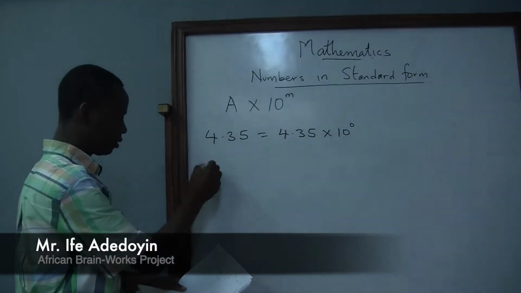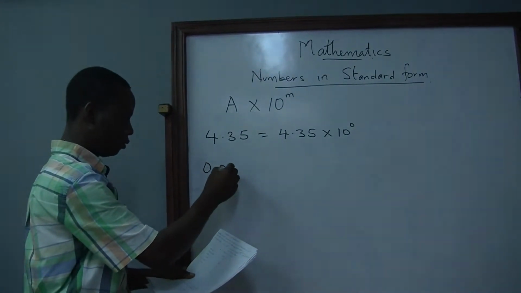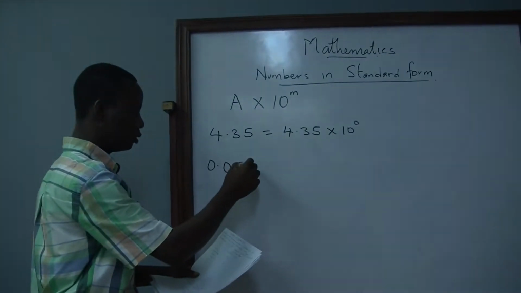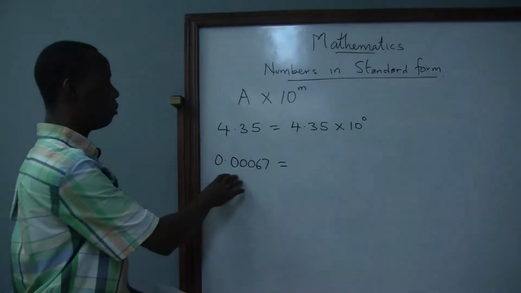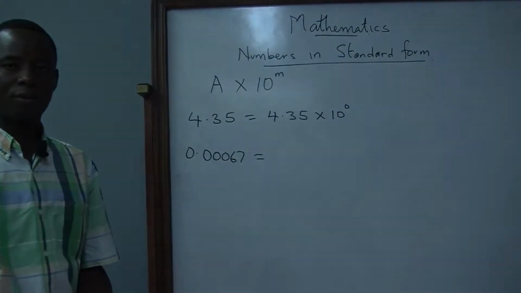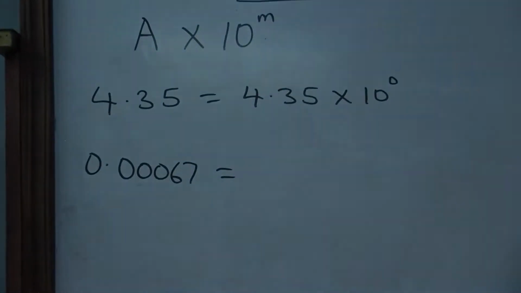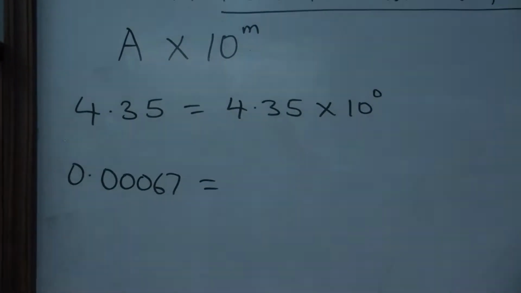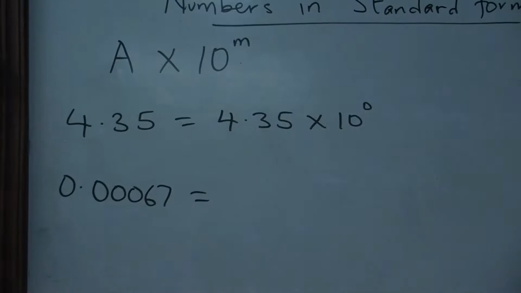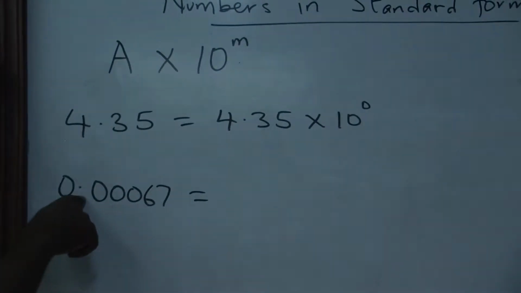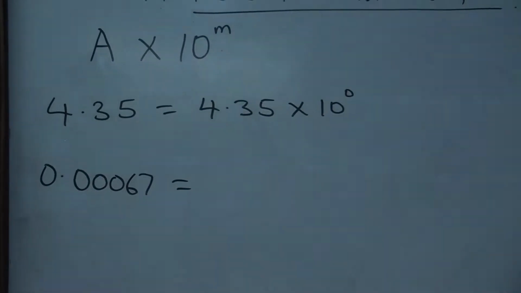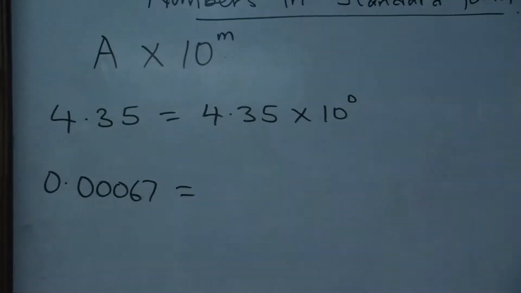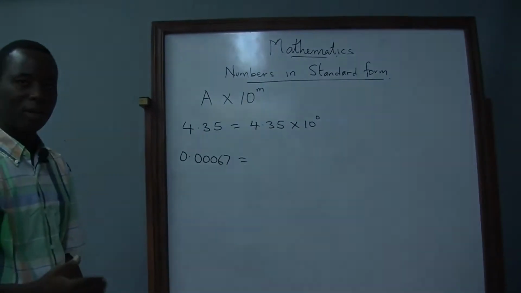Let's look at this: 0.00067. This is not a number in the range to which we have specified our A. So we need to ensure that we have this number in the range that we have specified for A. That means this decimal point will be moving, but this time it's shifting towards the right. So definitely it's going to be a negative index.